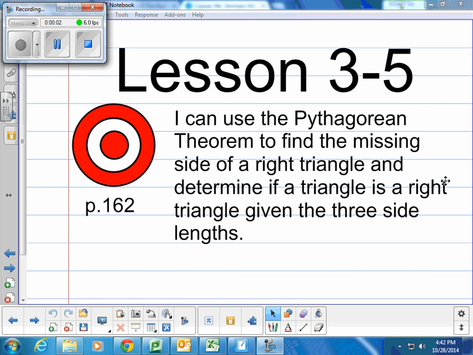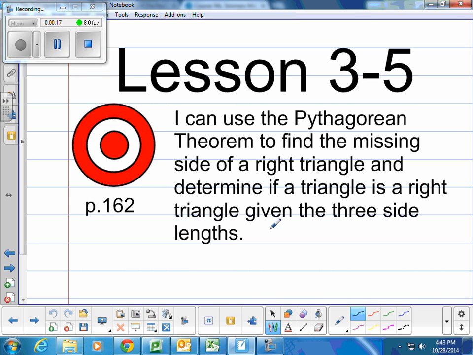Hello, 7th graders. Today you are going to be learning about the Pythagorean Theorem. So your target is: I can use the Pythagorean Theorem to find the missing side of a right triangle and determine if a triangle is a right triangle given the three side lengths.